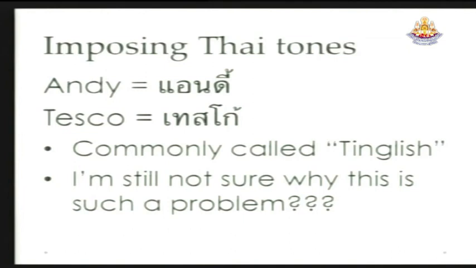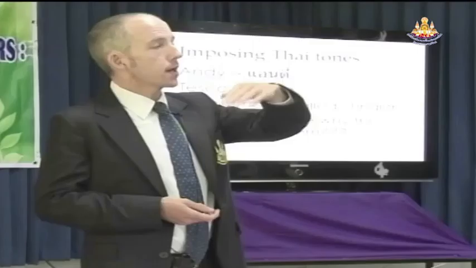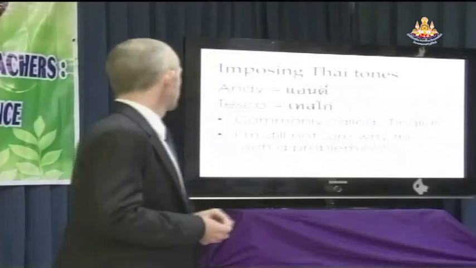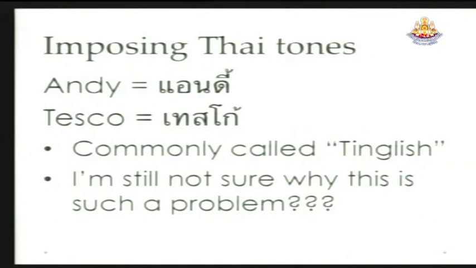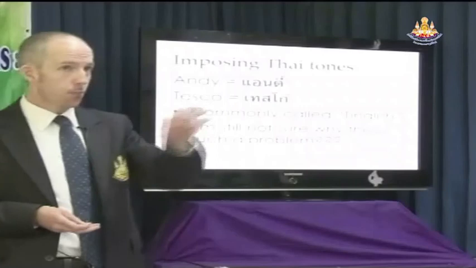I'm still not really sure why this happens so much. I know in Thai you've got a little marker at the end that tells you it goes up, right? But I don't know why you can't just take it away and not use it. It would be better English pronunciation without the rising tone. Andy doesn't need to rise. Falling is fine. I'm not sure why this is a big problem, but it is. It creates Tinglish, Thai English, and we don't like Tinglish. We want Tinglish to go away. So you need to help your students and yourselves with their Tinglish.